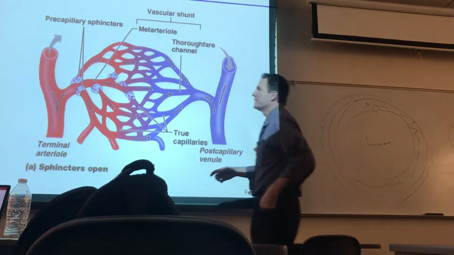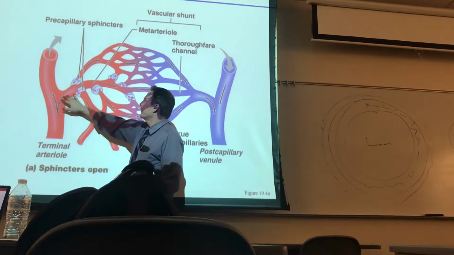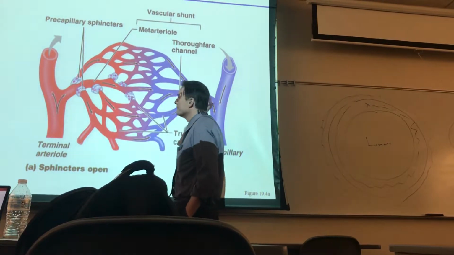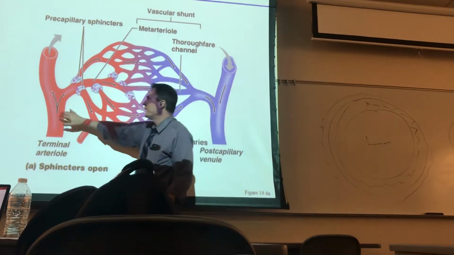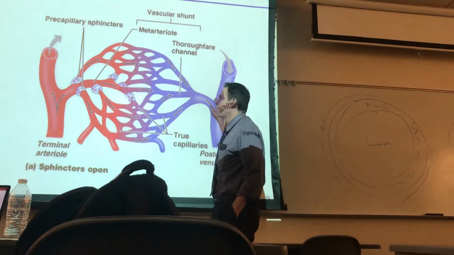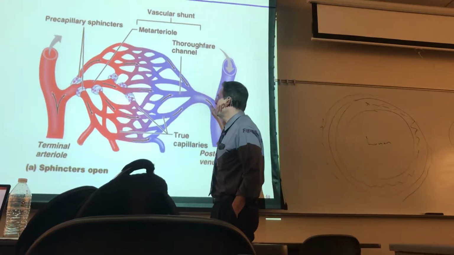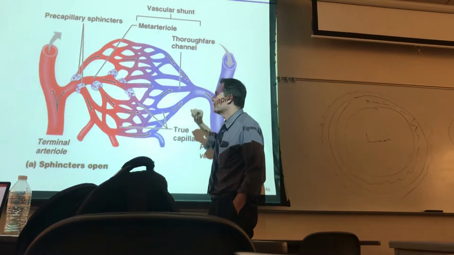So the metarterial thoroughfare, it's a big term, but like a thoroughfare on the highway, it goes straight from one city to the other. We can go right straight through from the arterial side to the venous side without really any change in the blood. It'll just go straight through there, and that would be our thoroughfare.